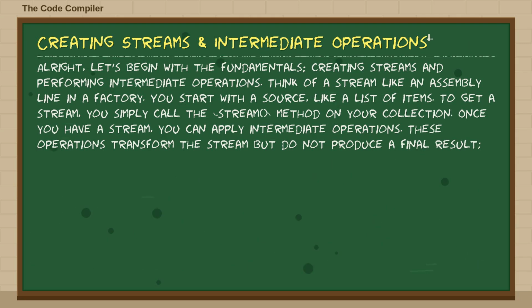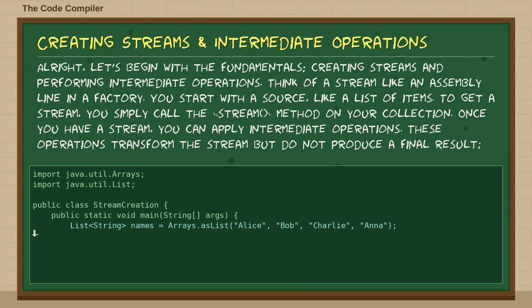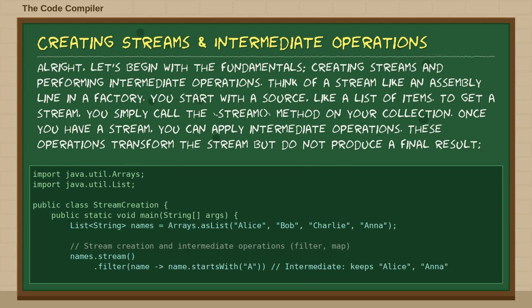They are lazy. For example, filter allows you to select elements that match a certain condition, like picking only the red apples. Then map transforms each element, perhaps changing an apple into apple juice. These operations can be chained together, forming a pipeline, but the stream remains open for further processing.